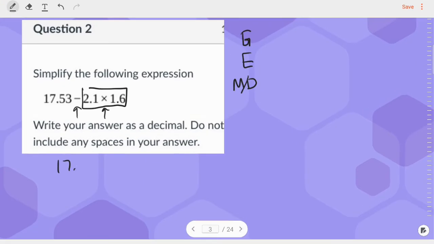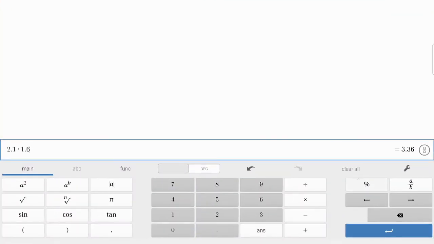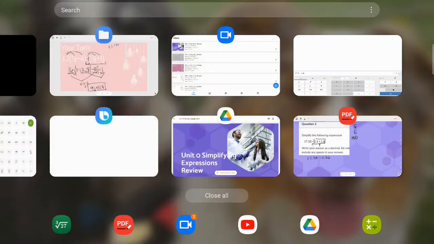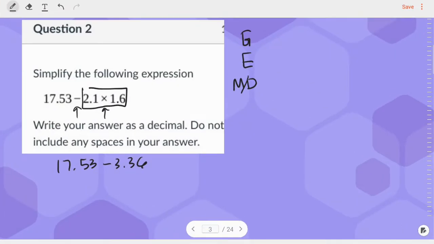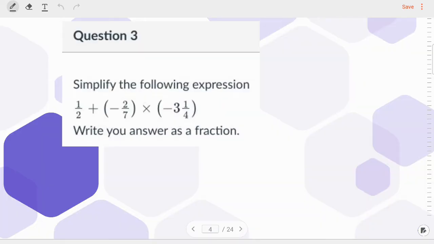So 17.53 minus 3.36, and I'm going to type that into my calculator as well. So 17.53 minus 3.36 gives me a grand total of 14.17. And that would be my simplified answer. So let's check another one.